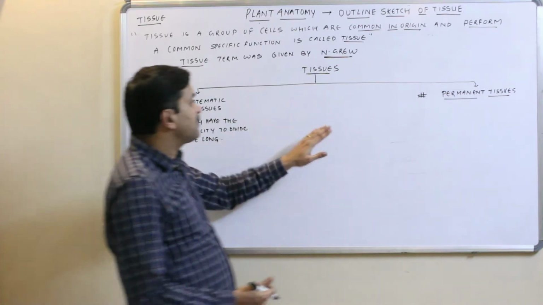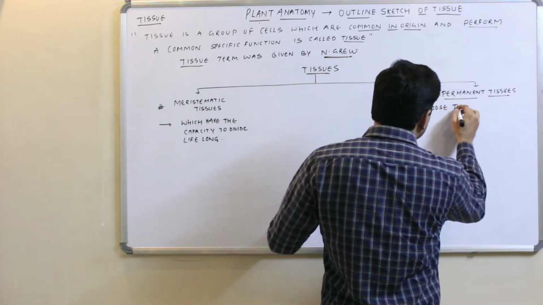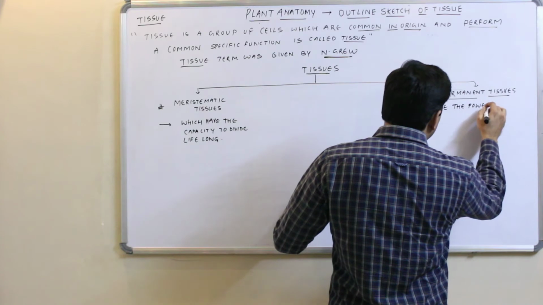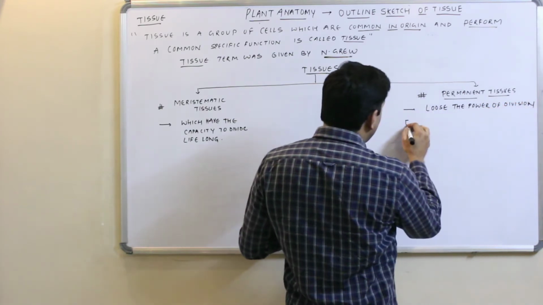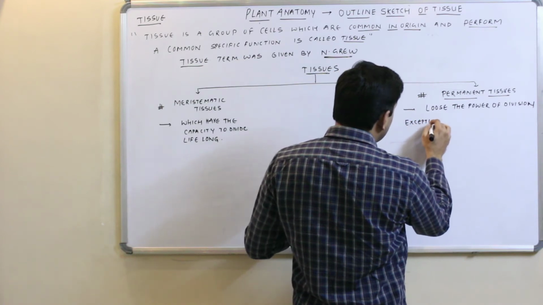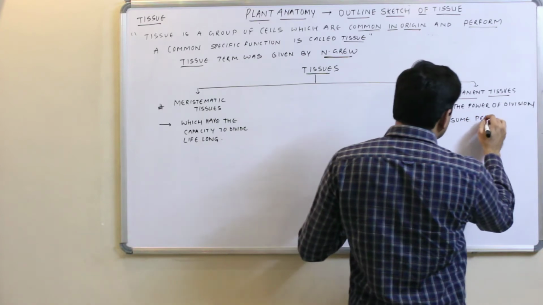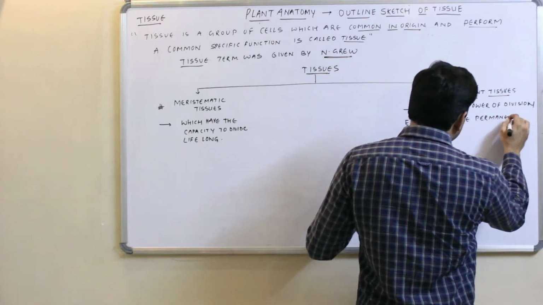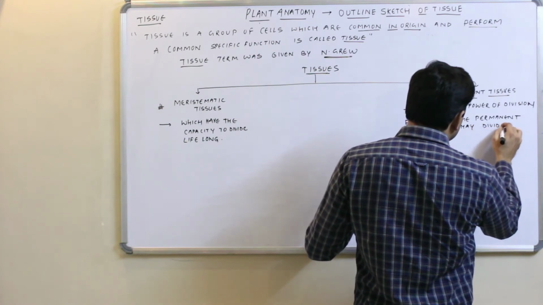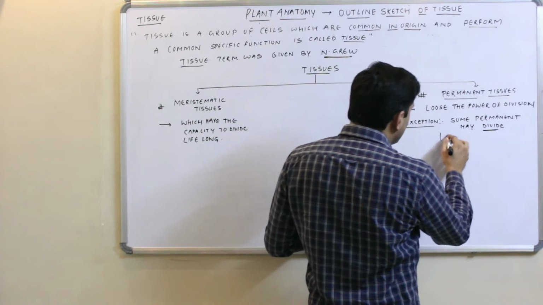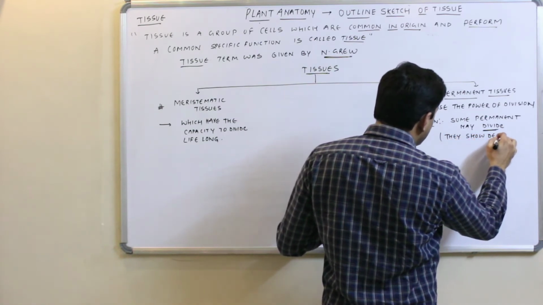All right, but the permanent tissues lose the power of division. But here there is an exception, that some permanent tissue may divide, means they show de-differentiation.